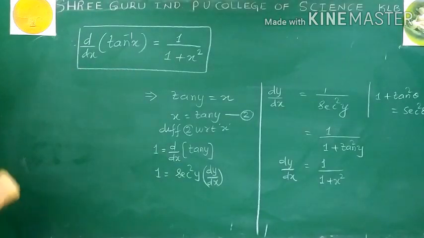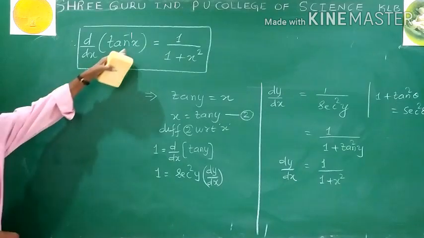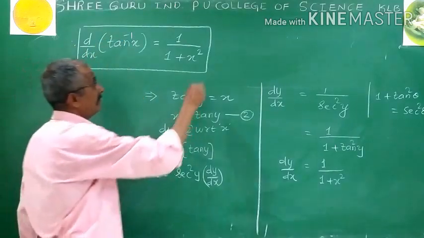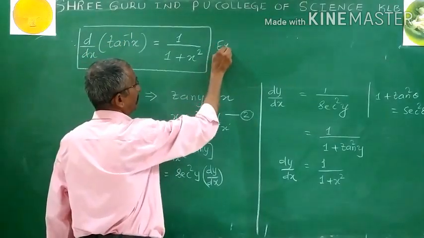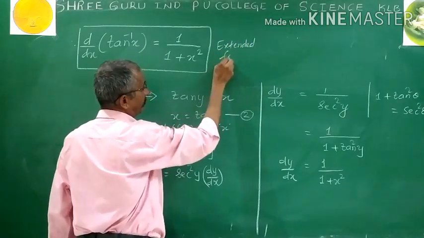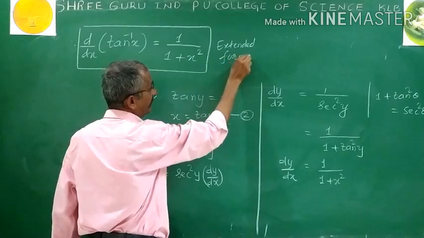This is a particular kind of formula, and it can be extended for any function. I mean, this is only for x, but we can extend it for any other function of x. So let's write the extended formula by means of the composite function concept: the extended formula for differentiation of tan inverse of x.